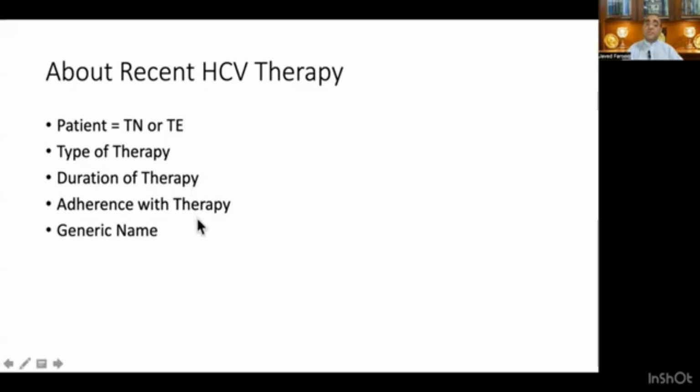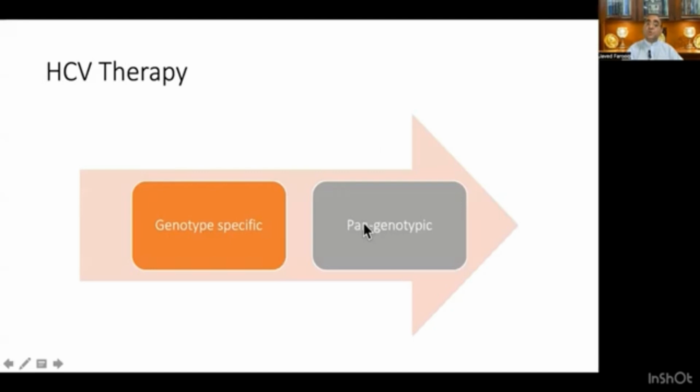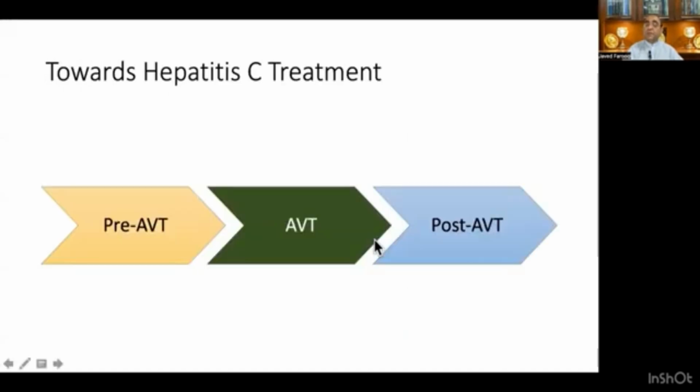You should ask the details of the therapy taken, type and duration. And of course, whether the response was checked at any time during the therapy. And again, if not known before, please assess their liver status, whether it is a liver without fibrosis, a fibrotic liver or a cirrhotic liver. So coming to HCV therapy, it was genotype specific, and now it is pangenotypic. Nowadays, we are giving pangenotypic therapy.